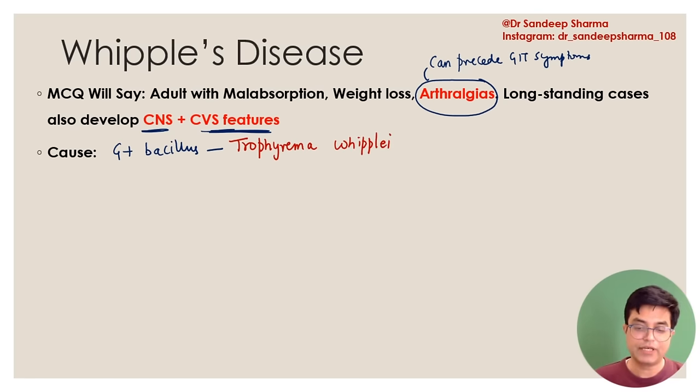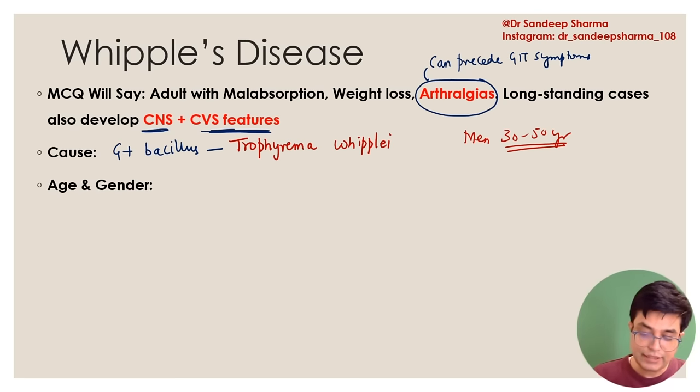Tropheryma whipplei. And at what age does it commonly affect? It usually affects men in the age of 30 to 50 years. So it will usually be a 40 or 45 year old male. That is how the question will say. What will be the age and gender? As I said, 30 to 50 years, and male patient.